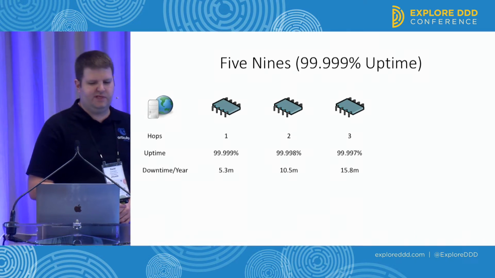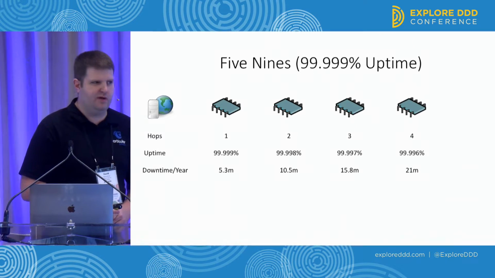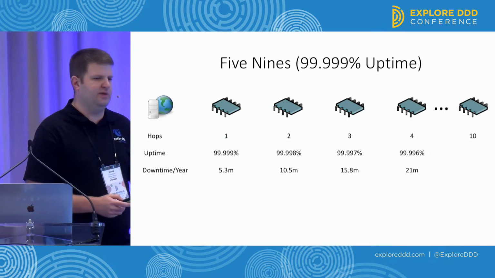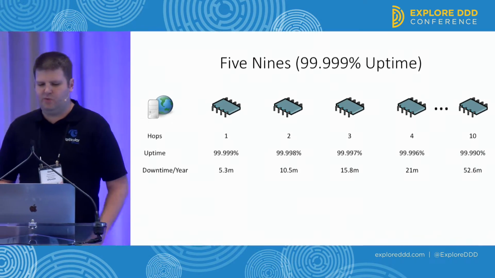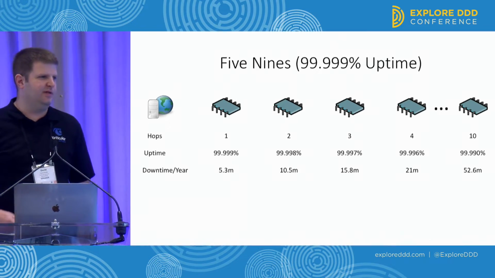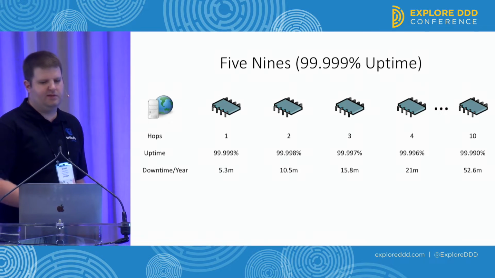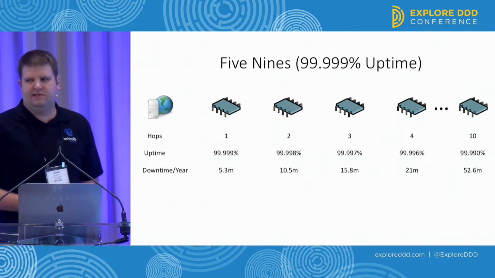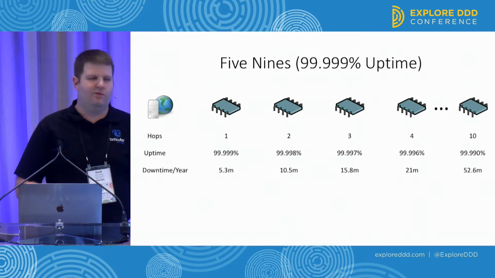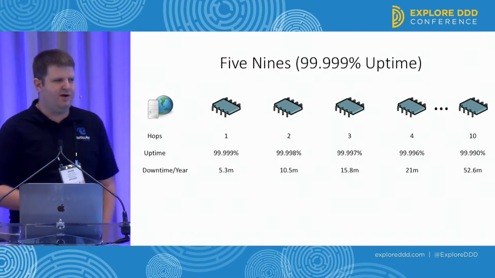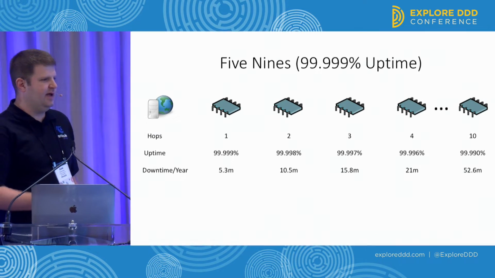3 hops is 15 minutes, 4 hops is 21 minutes in a year, and if you go all the way out to 10, I would hope we would stop at 10. 10 would be essentially 4 nines, and there's a bunch of zeros and then some more numbers. It's not quite that nice of math, but that's 52 minutes of downtime per year. I guess that's kind of acceptable. I could maybe get away with that in some projects, but it's pretty hard to guarantee that 99.999% uptime.